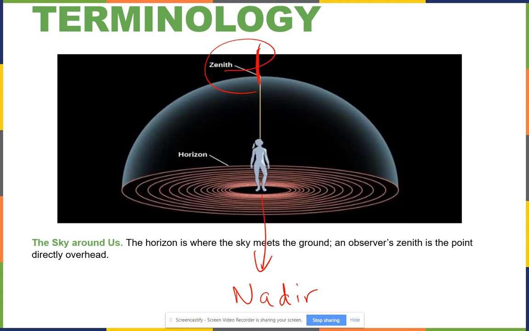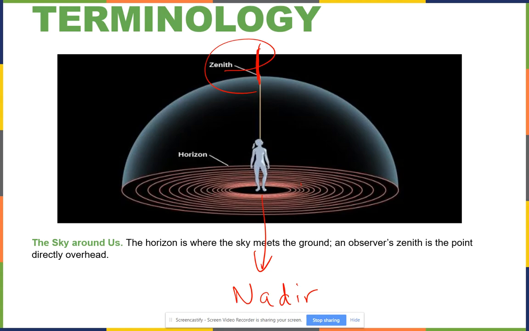And then you have the horizon. Now, if I draw it that way, it looks like the nadir is coming this direction, so I'm erasing it. But the horizon is out horizontal. Horizon, horizontal. See how tricky we are with these words? And so when you're out there observing things, those are some terms we use.